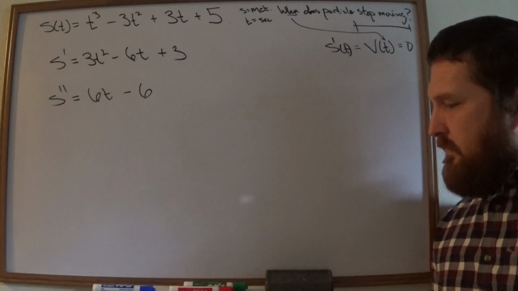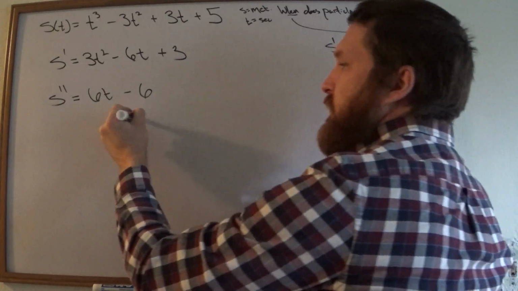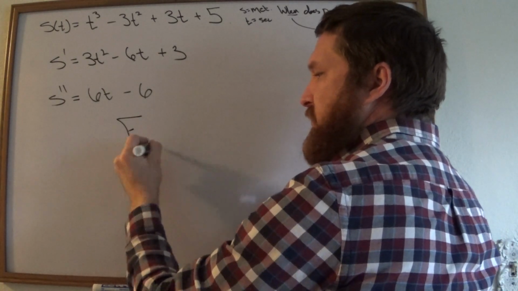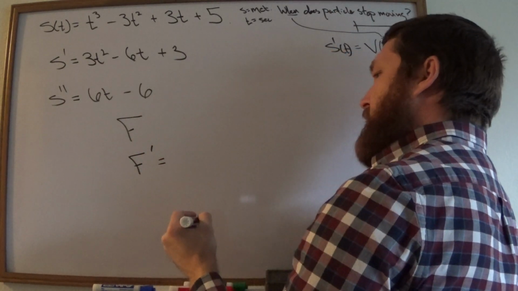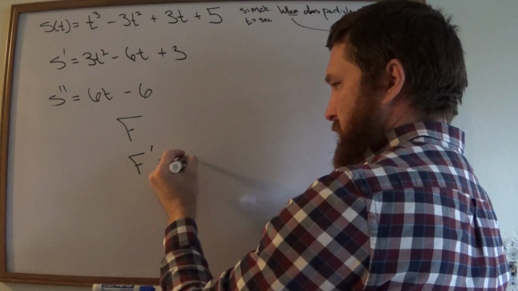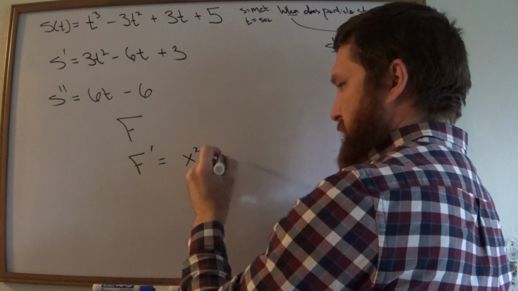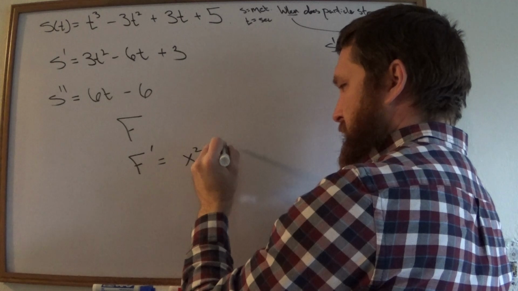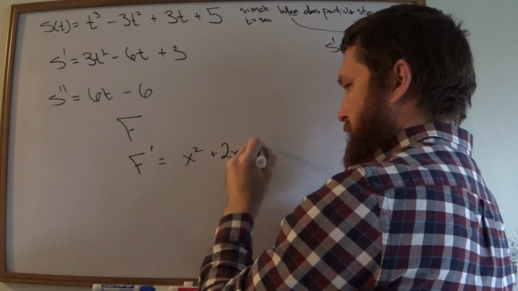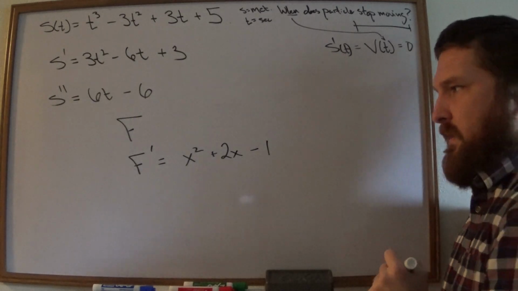I'll think of a good example here. So let's say we had some function and we took its derivative. And its derivative turned out to be, let's do x squared plus 2x minus 1. Okay, this might do it.